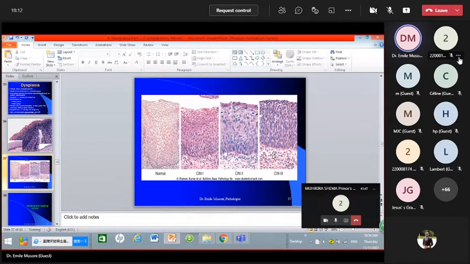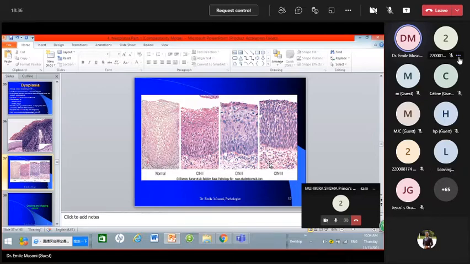And this one, when you see the basement membrane here, even here, it is still intact. Once there is invasion, there will be a breach of that basement membrane, and we see those malignant cells here in the stroma. In that case, it will be invasion.